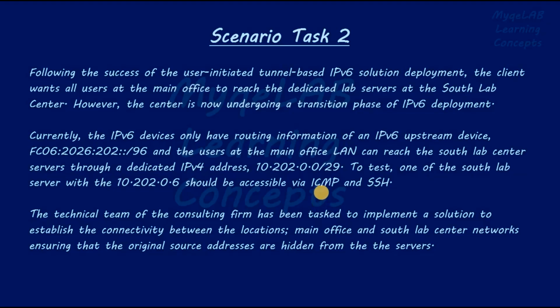And in that case, they have told us here that the servers in that environment only have this routing information of an IPv6 upstream device. That information is with this pool of IPv6 addresses. And the users, again, from the main office can only reach the South Lab Center through this IP address. And for us to test, we need to target this IPv4 in order to reach an IPv6 address of the server. What do we do in this case?